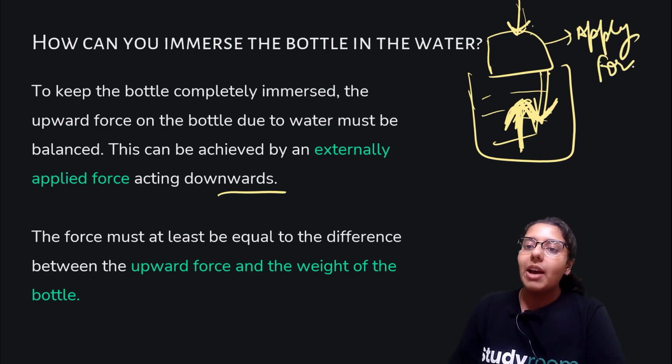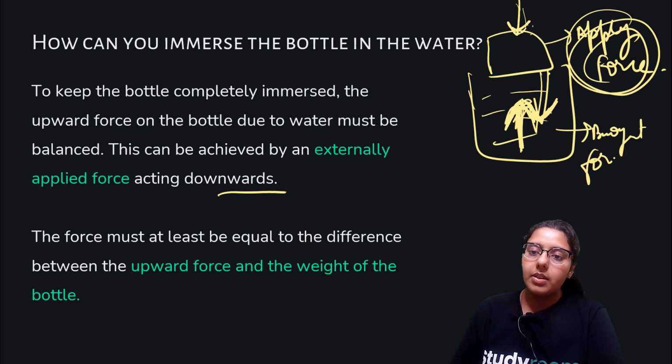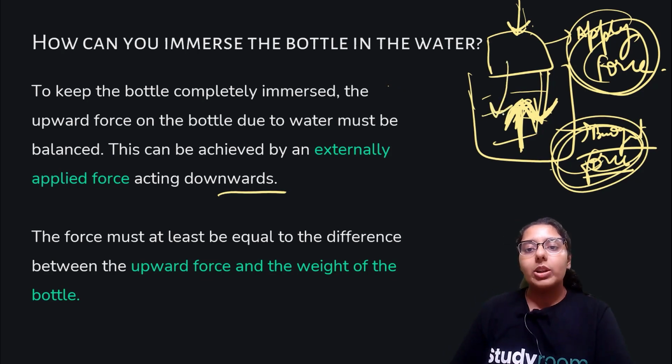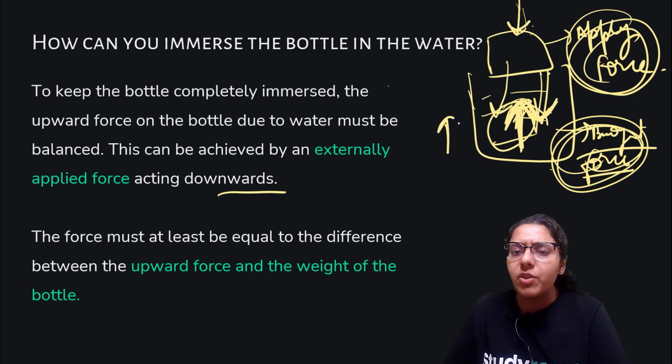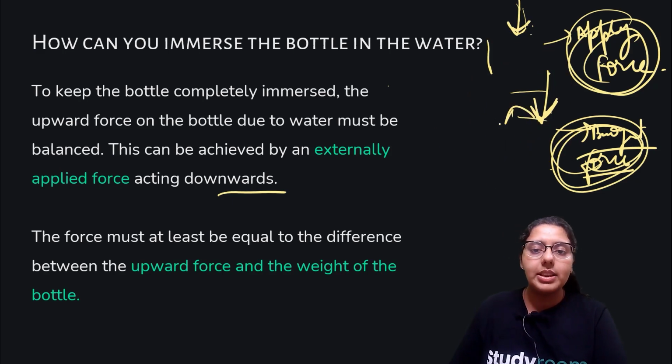Why do you need to apply force? So that your buoyant force is smaller than your force. When your applied force is greater than the buoyant force, the bottle will completely immerse in the water. Correct? Because there is one upward force which is continuously acting on this container. And what is it called? Buoyant force. Okay? I hope this is clear.